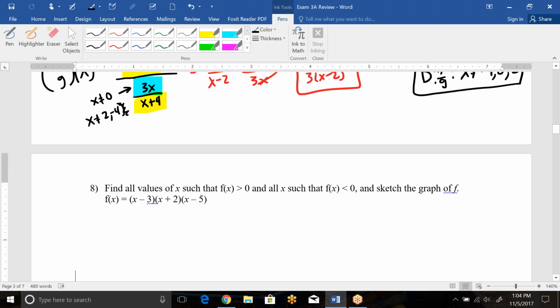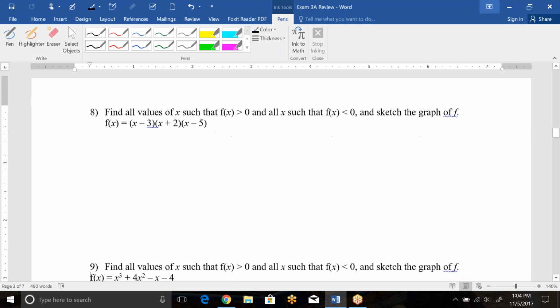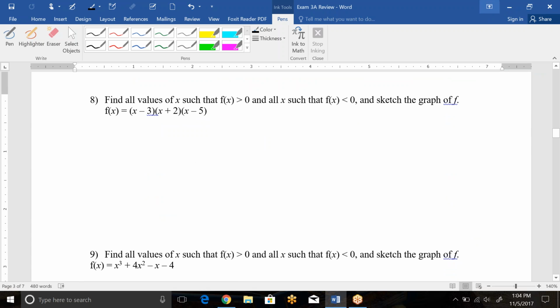Okay, let's talk about number 8 next. So for number 8, we're looking at finding all the values of x such that f of x is greater than 0 and f of x is less than 0, and then sketching the graph. This is the polynomial that we're trying to graph, and when we're done, we'll have some interval notation that describes when are we above the x-axis, which is what this is really asking, and when are we below the x-axis.